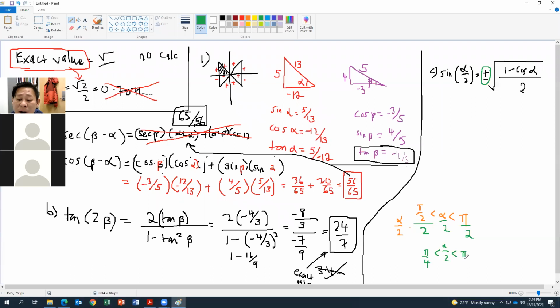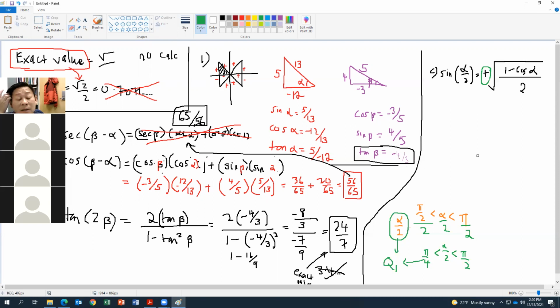Can someone tell me where pi over 4 and pi over 2 are located? What quadrant? This is very important, class. A lot of students don't do this. They get it wrong in the test. So anyone know what quadrant this belongs to? Quadrant 1. And what happens for sine, cosine, tangent in quadrant 1? What sign do we use? They're all positive. So that's the reason why we will erase the negative here.